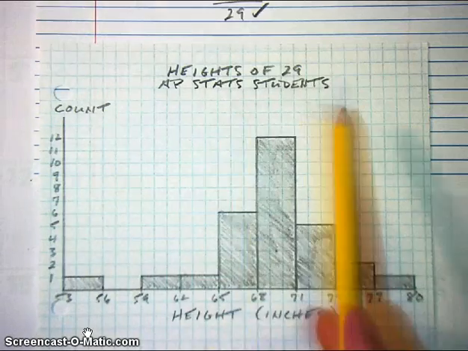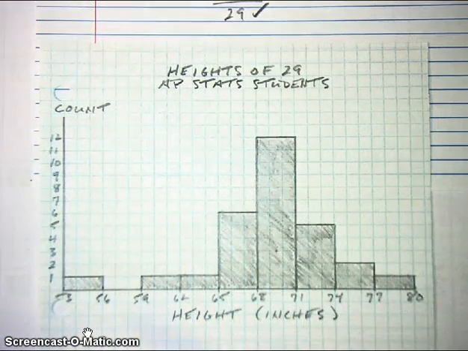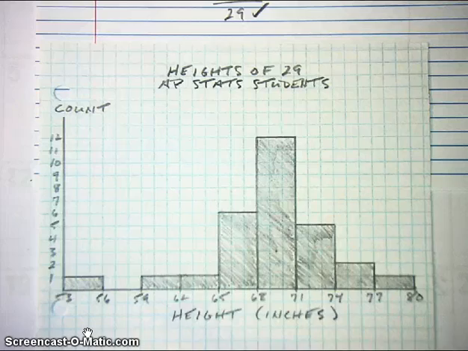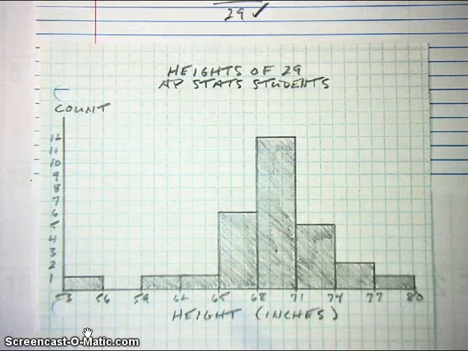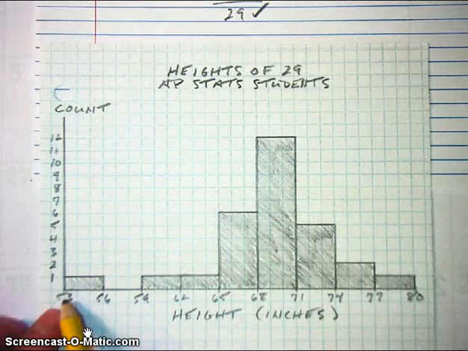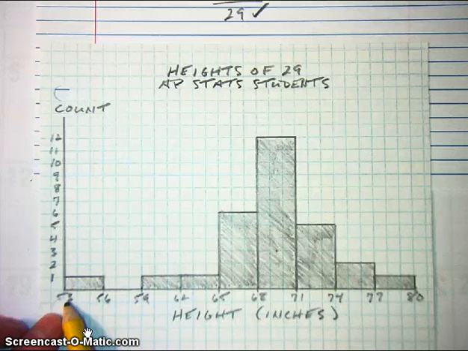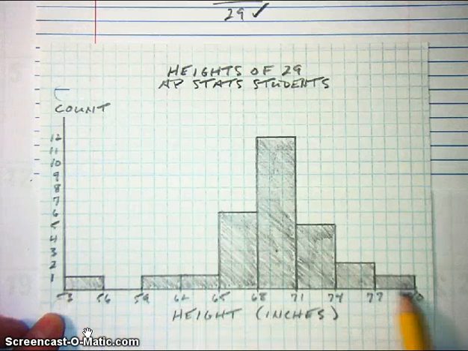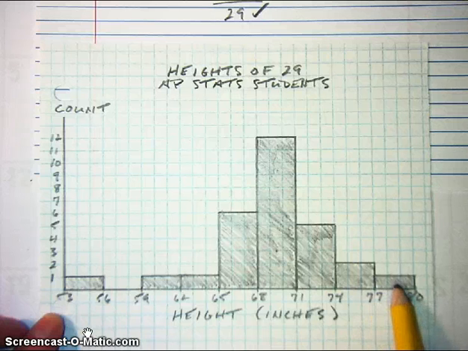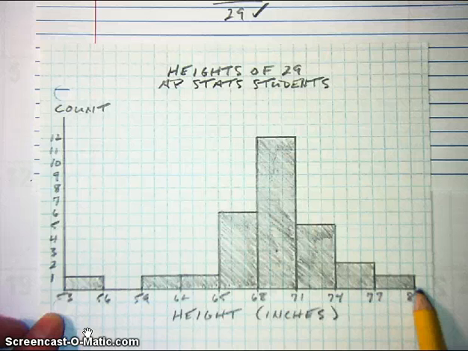Okay, these are the heights of 29 AP statistics students. Now, when you draw this kind of graph, you have to make sure that it's going to fit on your paper. So you're going to have a horizontal axis that represents your variable. In this case, it's height in inches, and it runs from 53 to 80, because each interval is 3 inches wide, and 77 is going to go in this interval right here. So I have to extend this horizontal axis out to 80.